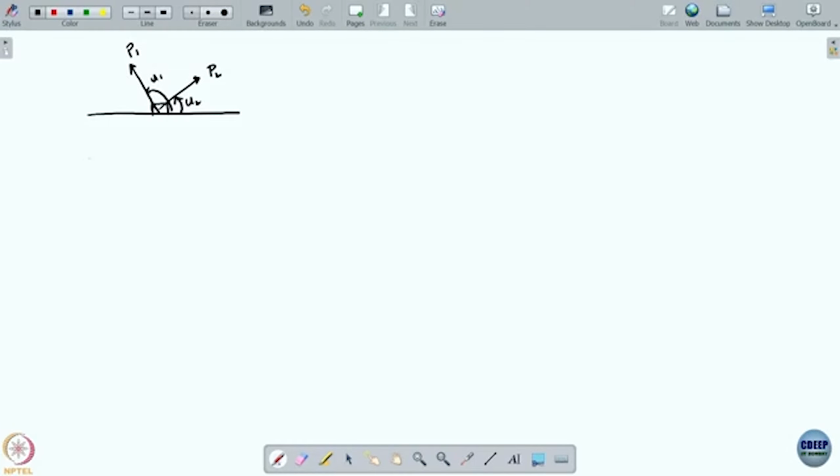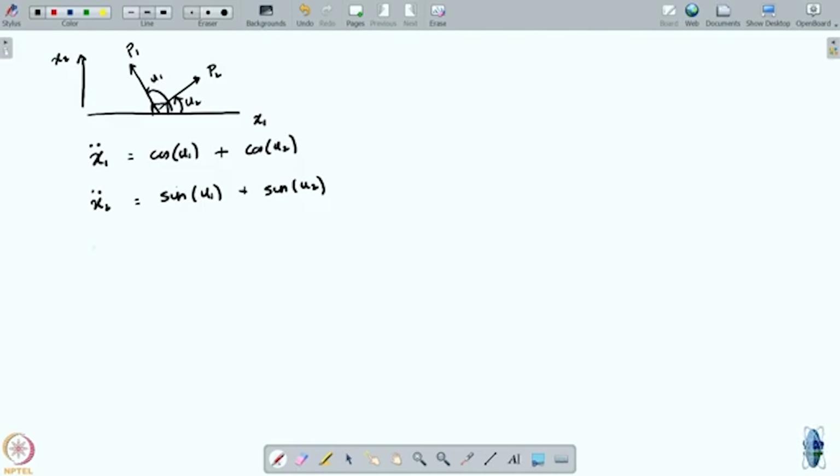Now, the position of the block will change now that they are exerting this force on it. So, the equations of motion for the block: let us take this as the x1 axis, and this as the x2 axis. So, x1 double dot, the acceleration along the x1 direction, since these are unit forces, is just cos of u1 plus cos of u2. Likewise, x2 double dot is going to be sine of u1 plus sine of u2, right. And I will give you initial conditions also.